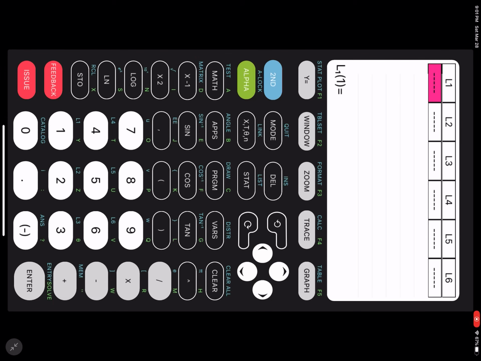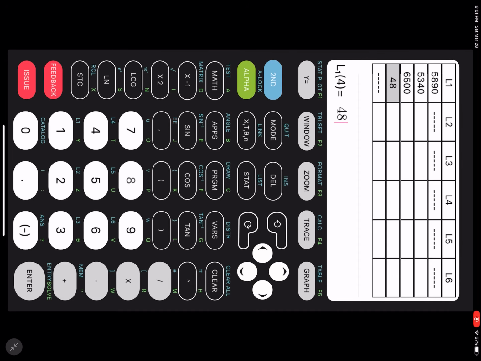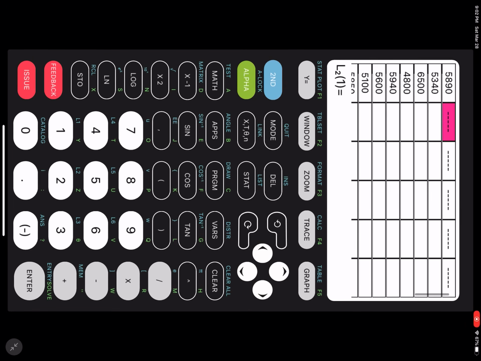I'm going to type in the numbers. 5890, enter. 5340, enter. 6500, 4800, 5940, 5600, 5100, and 5850. All right. Now I'm going to go to my L2.